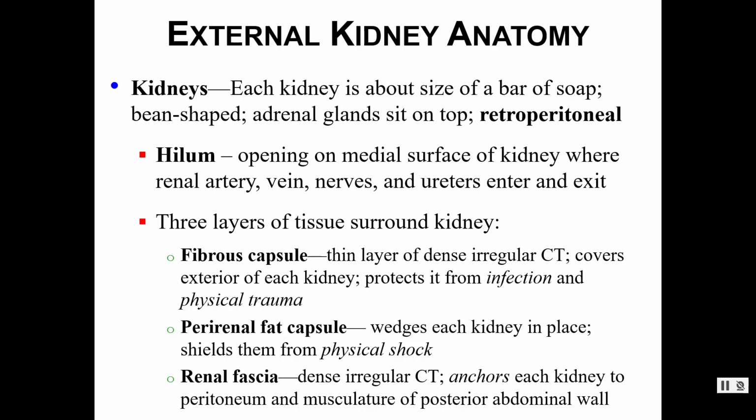You do have 3 layers that surround the kidney. The first one is your fibrous capsule. It is in fact fibrous. It's made of dense, irregular connective tissue. It covers the exterior of the kidneys, and it helps protect from infections and physical trauma. And then we get a little bit of fat, your perirenal fat capsule. This helps wedge the kidneys in place, and it also helps prevent against physical shock and trauma also.